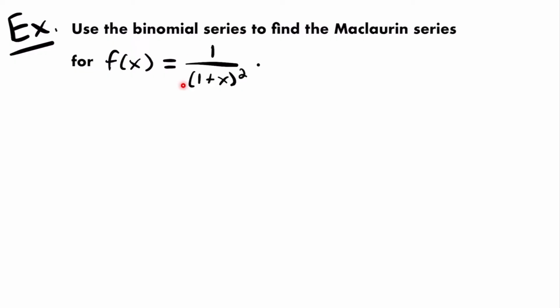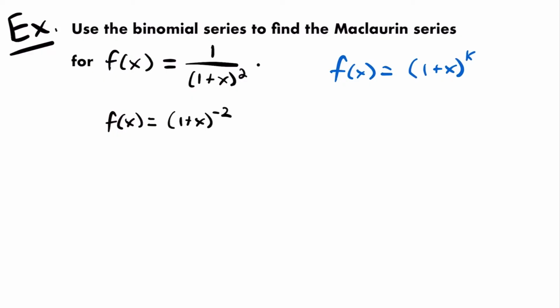All right, now this function might not initially look like it's in the correct form, right? Remember, the binomial series represents a function f of x is equal to 1 plus x to the power of k. But if we move this quantity to the numerator and make that exponent negative, then our function will look like this. We'll have f of x is equal to 1 plus x to the power of -2. And now our function is in this form that can be represented by the binomial series. Okay, so in this case, we would say that k is equal to -2.